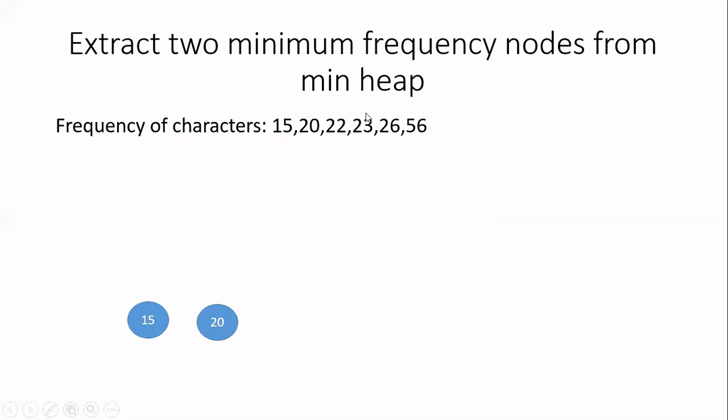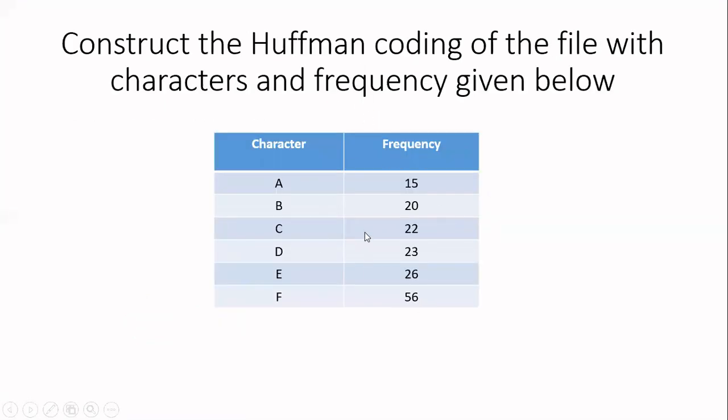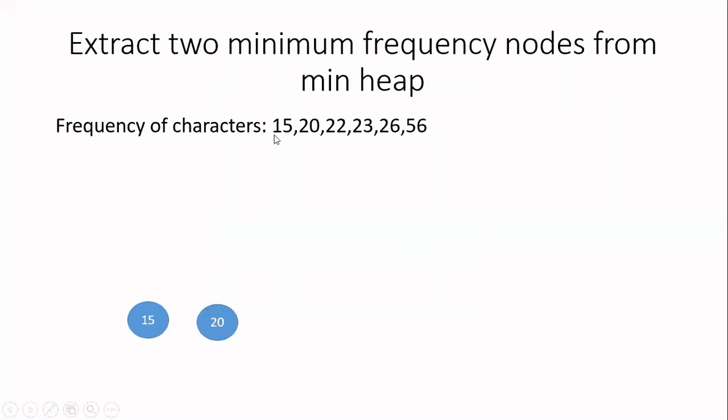So now I am going to assume that with this data, I have already constructed my min heap. Now what will be the root of the min heap? If you see, A is having the lowest frequency, so that will be the root of the min heap. First I have to extract two minimum frequency nodes. That means I'll call the delete function 2 times.